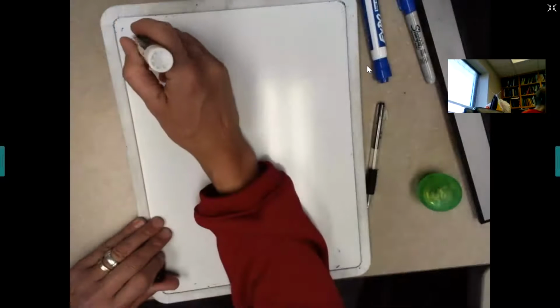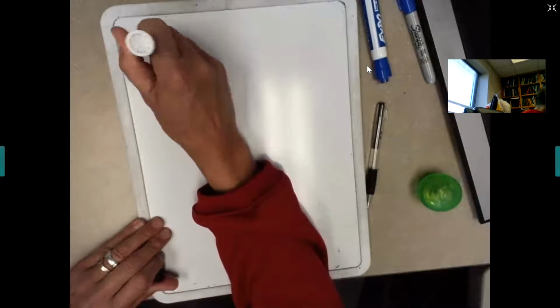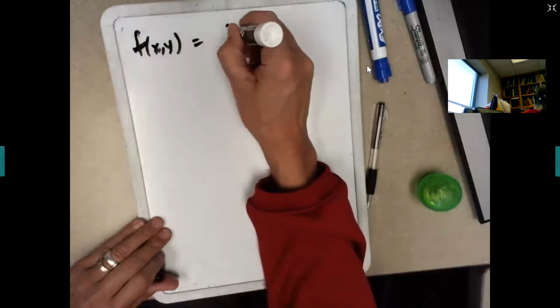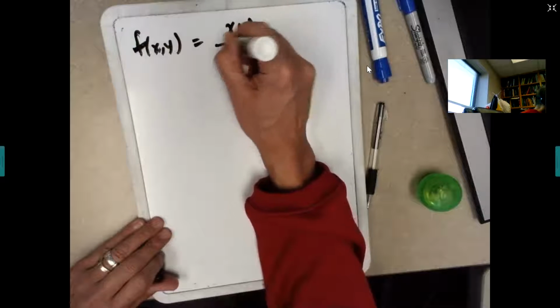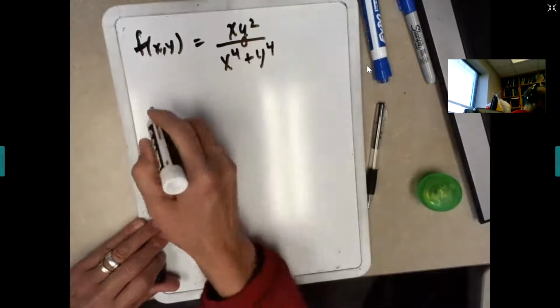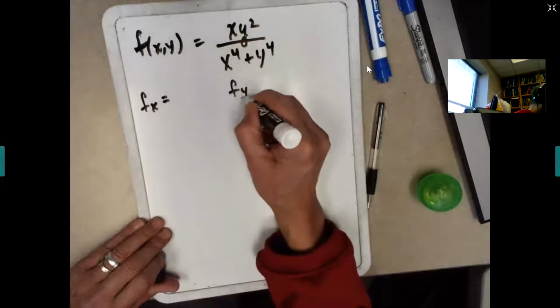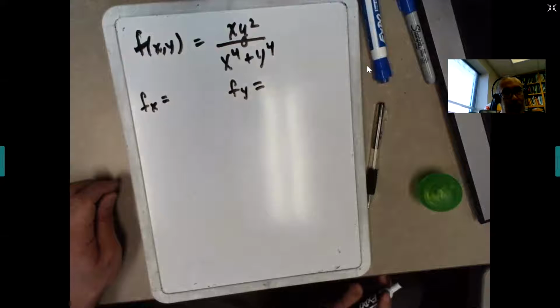Let's consider the following question. Suppose we have f of x, y equals, let's say, x y squared over x to the fourth plus y to the fourth. And let's suppose we'd like to calculate the first two partial derivatives, like so.